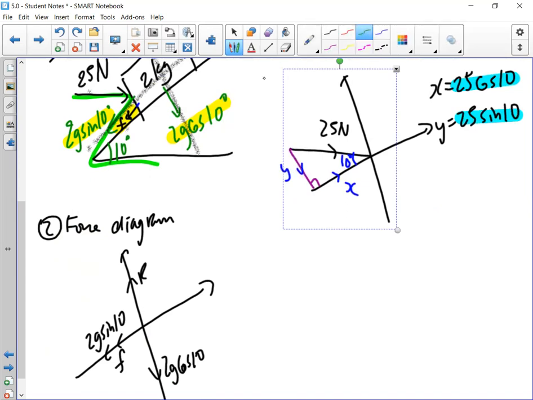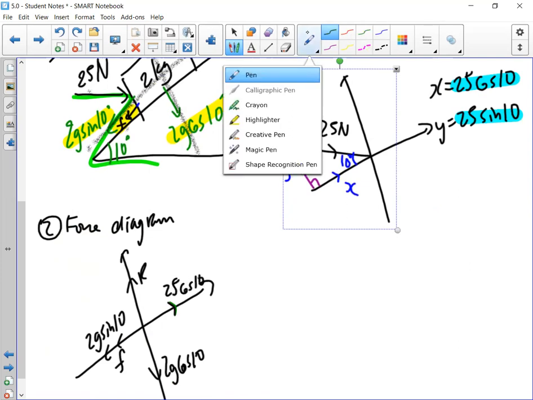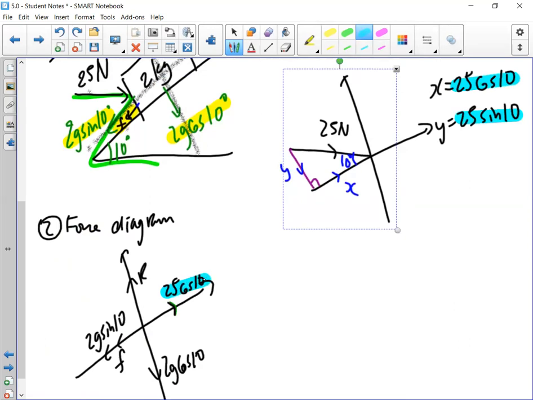So up, we've got 25 cos 10. So this is the blue. I just color coded it for you. So we know X goes here. And then for the Y, it went down. So going down, we've got 25 sin 10.